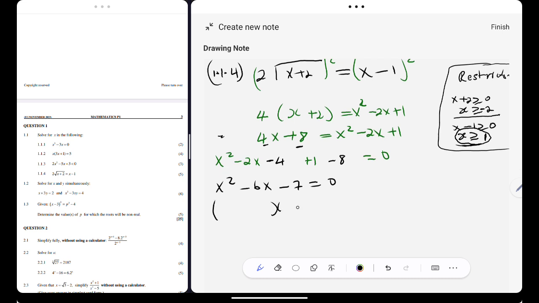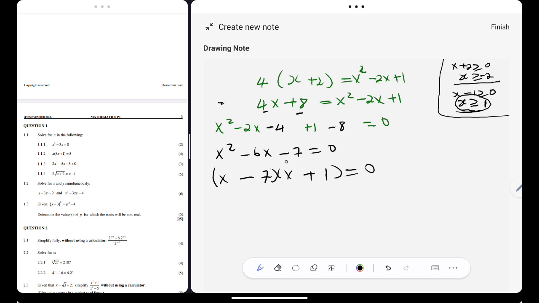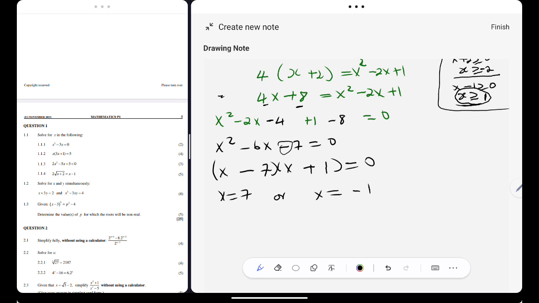I want the factors of 7 that when I subtract will give me 6. Those are 7 and 1. Since the sign here is negative, the bigger factor will take the sign of the middle term. 7 is bigger than 1, so 7 will take the sign of the middle term. So in this case, I just have x is equal to 7 or x is equal to negative 1. This one is not applicable. So therefore x is 7 only.